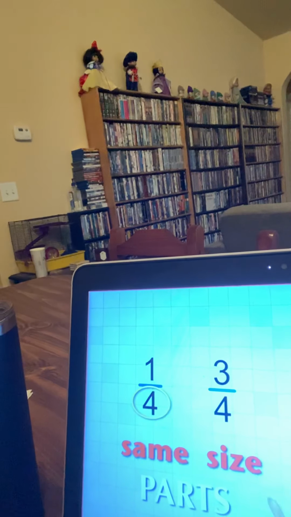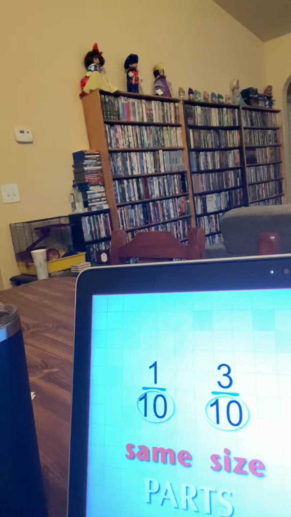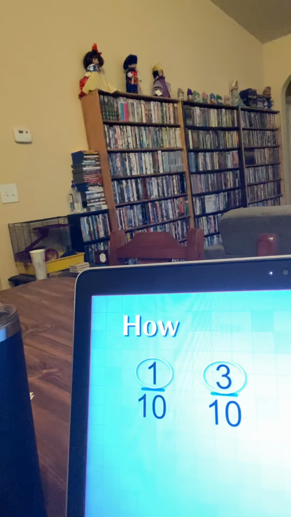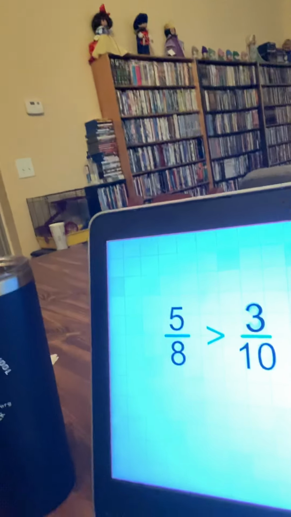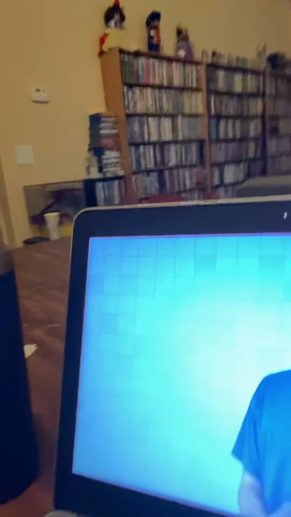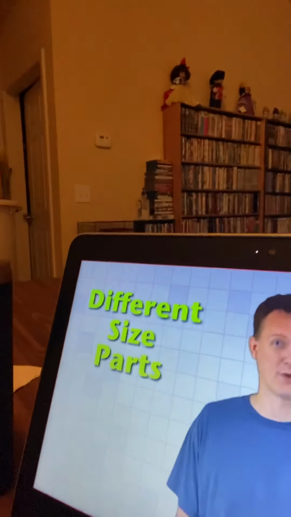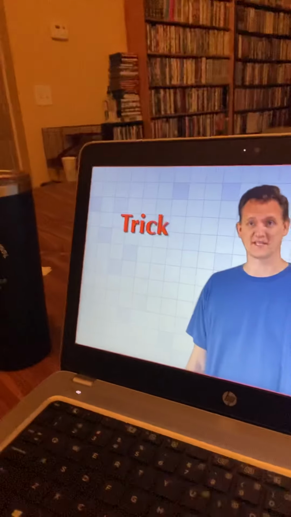We're comparing fourths to fourths, eighths to eighths, tenths to tenths, and so on. And the top number just tells us how many of those parts we have. So it's easy to see that 5/8 is more than 3/8. But many times you'll have to compare fractions that have different bottom numbers or different sized parts. Fortunately, there's a trick we can do to make the comparison easy.